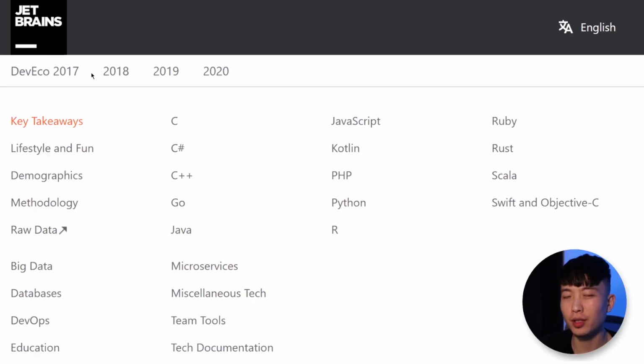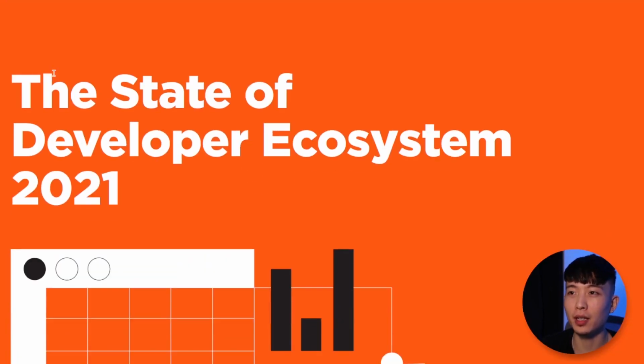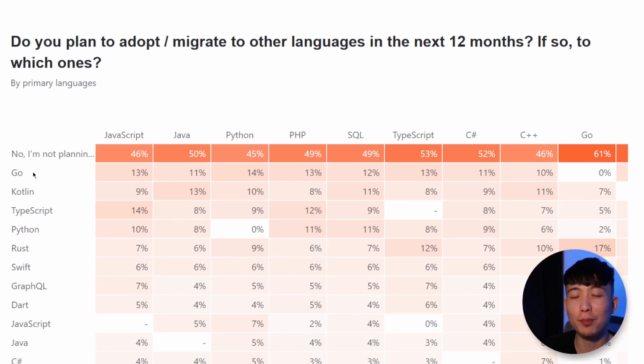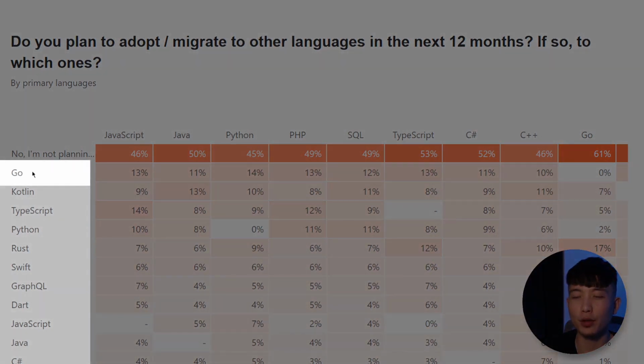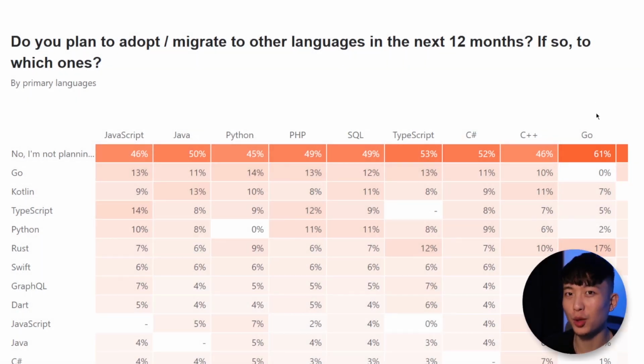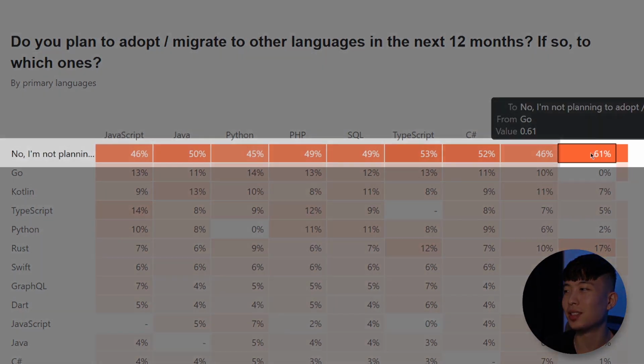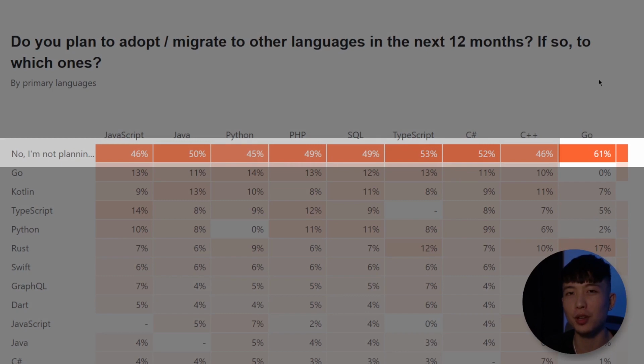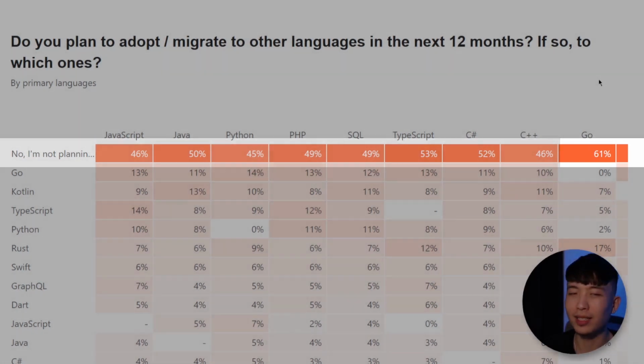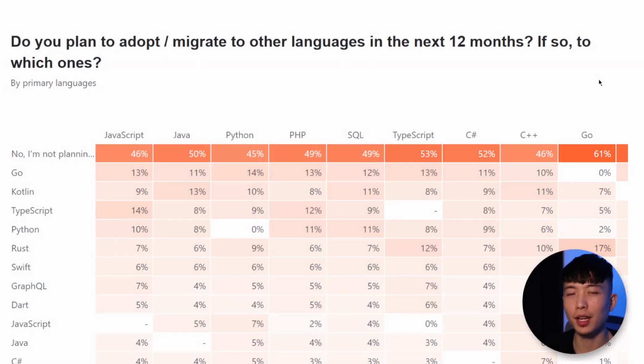For 5 years in a row, since the very first JetBrains developer survey in 2017 to the latest in 2021, Go has been the most migrated programming language, as you can see here, taking the first place. And once you've tried Go, you would never want to go back. As you can see here, it has the highest percentage of retention rate out of all of the existing programming languages. Both startups and tech giants are using Go.